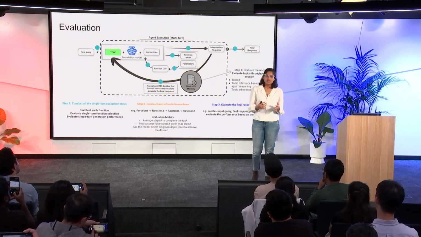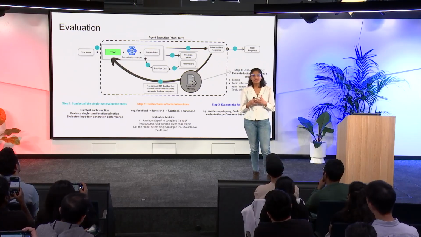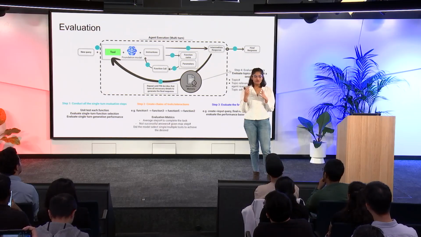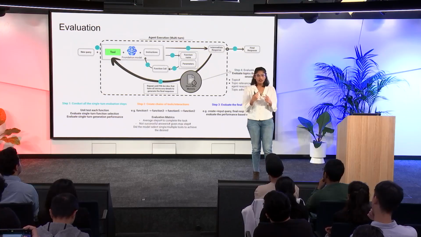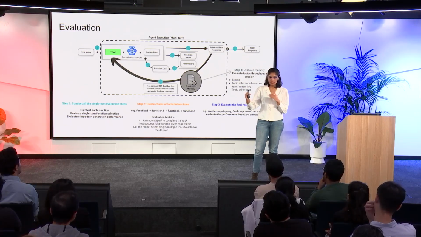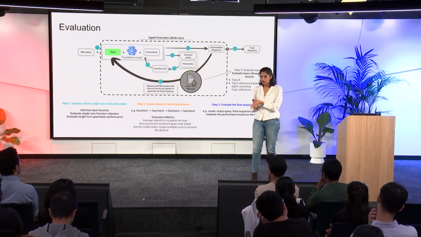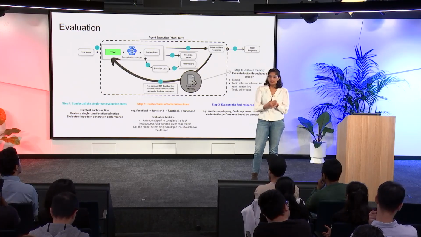Because agentic systems are almost like you're pushing the inference time compute to the nth level. You're actually doing a lot of compute on the inference, and there's a lot of uncertainty there, and that's why the evaluation becomes even more important. So we break evaluation into smaller steps.